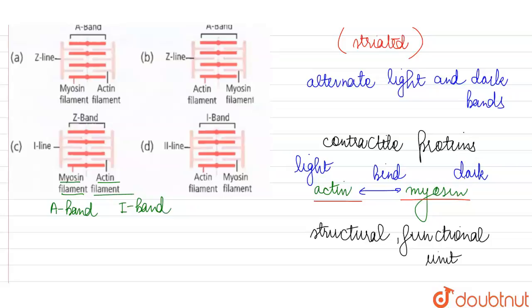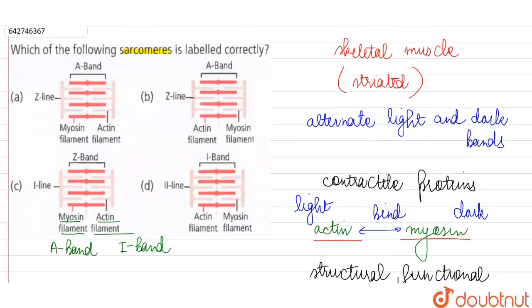So over here, the red part should be labeled myosin, the pink part should be labeled actin. But over here we can see that in option B and option D, both of them, they have done the opposite. So these cannot be our correct answer. Next we can see that in the two options that are left, we have the red part labeled as our myosin filament and the pink part as the actin filament.